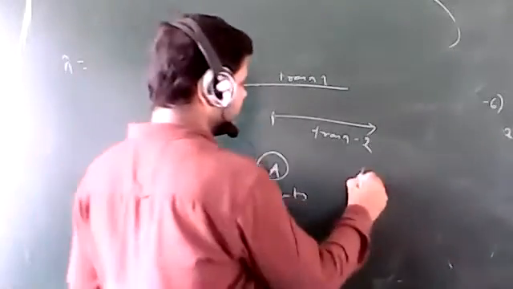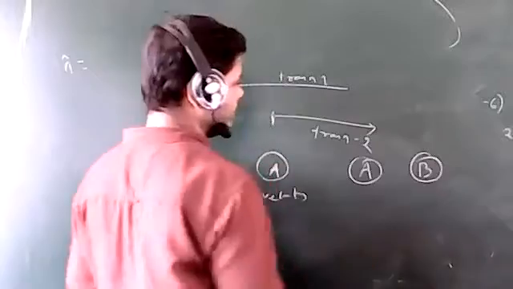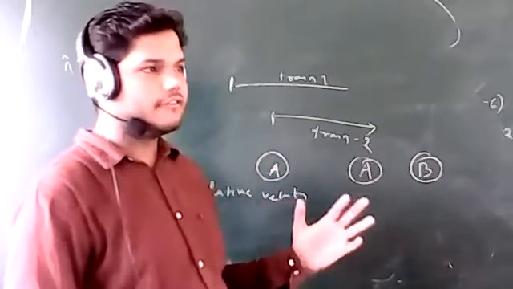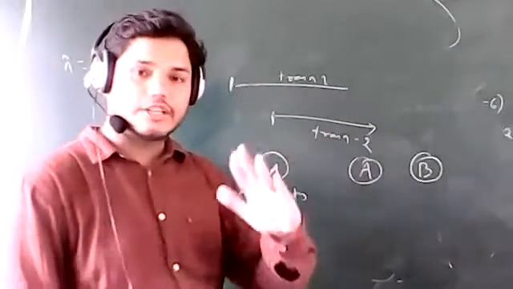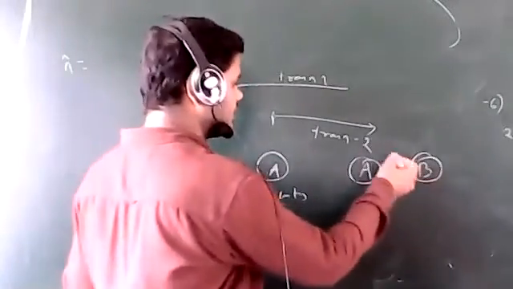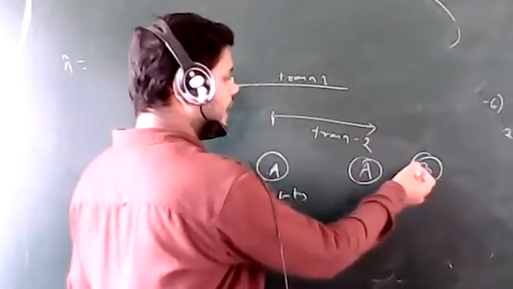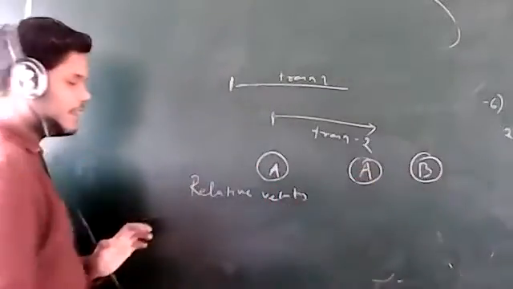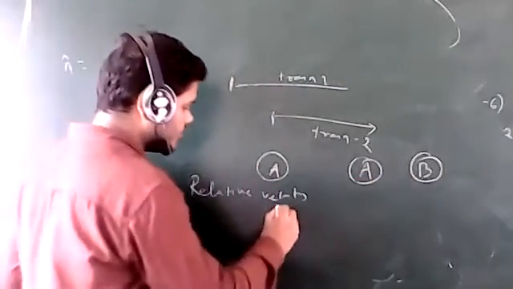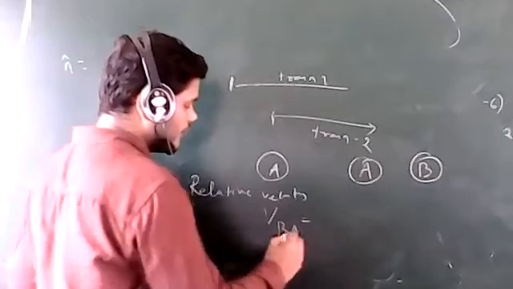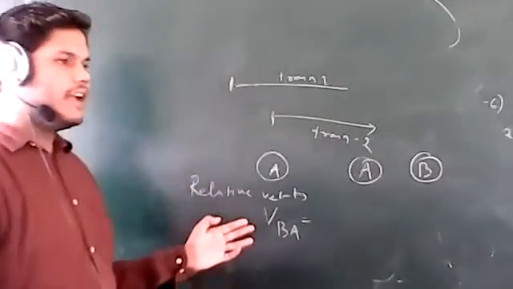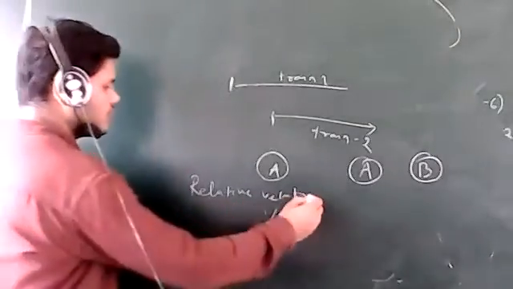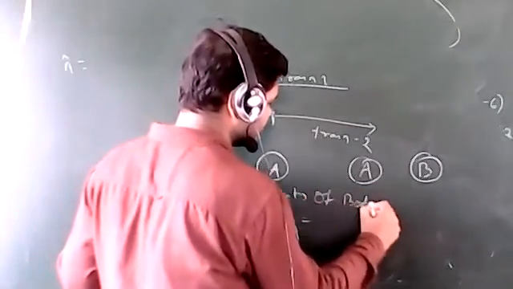If there are two bodies, this is body A and this is body B, and you have to find the relative velocity of body B with respect to body A. You are standing on body B. Then you have to write VBA. V means velocity, and VBA is the relative velocity of body B with respect to body A.